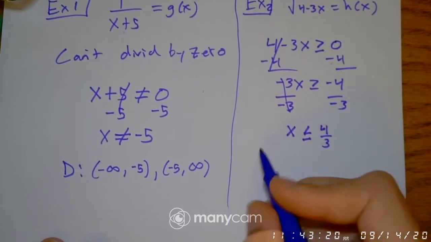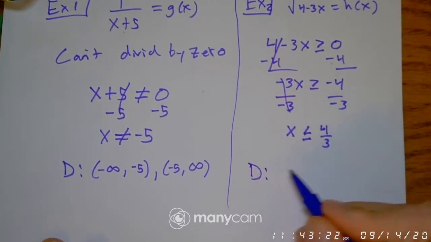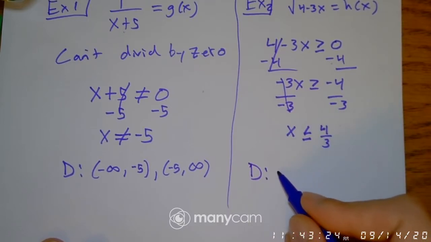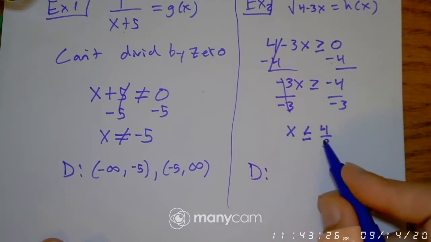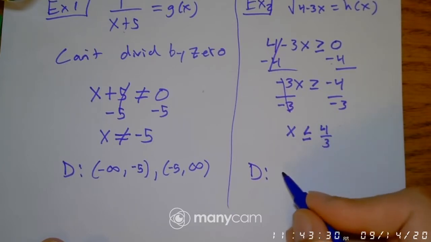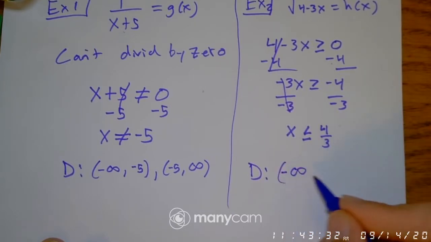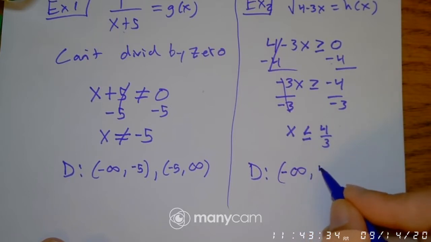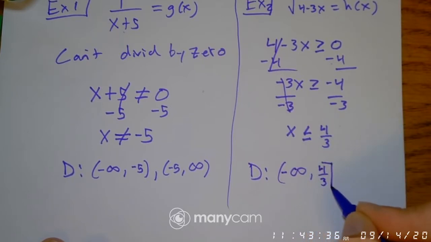Okay, so how do I write my domain for that? My domain will be, so 4/3 is going to be the greatest, right? So it has to be less than, so this is the greatest. So negative infinity, and it can equal 4/3.